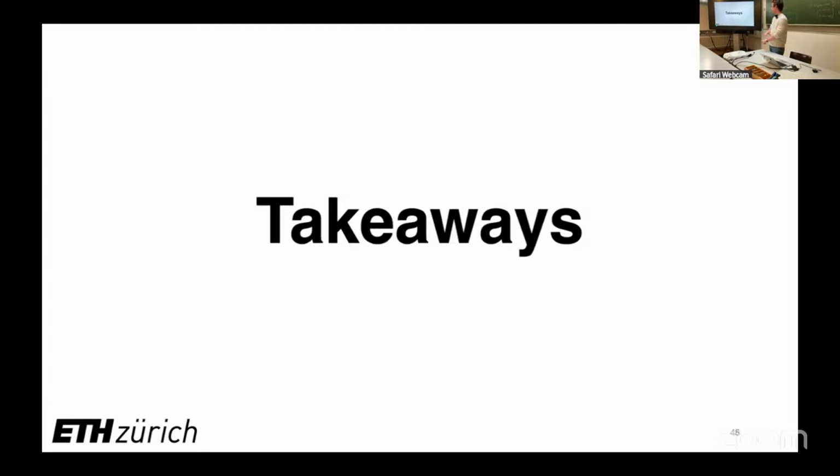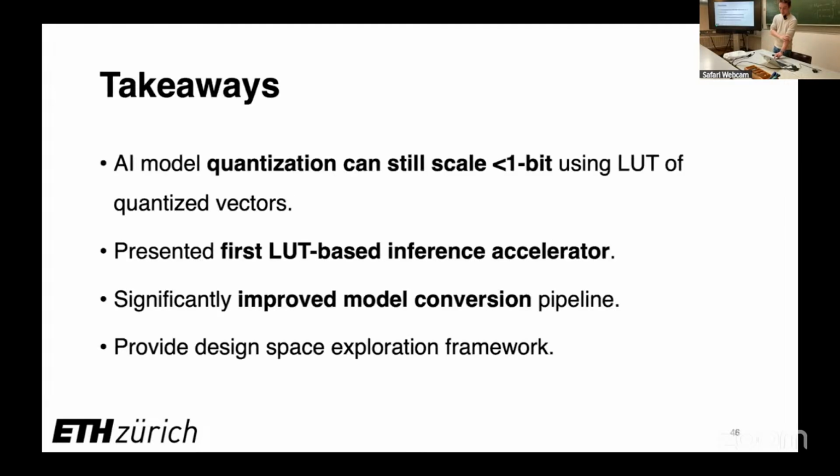Okay, so takeaways. Well, we've demonstrated that model quantization can still scale below 1 bit by quantizing the vectors with a representation based on their centroids. And they presented the first lookup table-based inference accelerator. They significantly improved the model conversion technique. And then if you're reading this from an implementation or comparison perspective, they provide a way to design your hardware and software based on the vector length and the size of the lookup tables, etc.